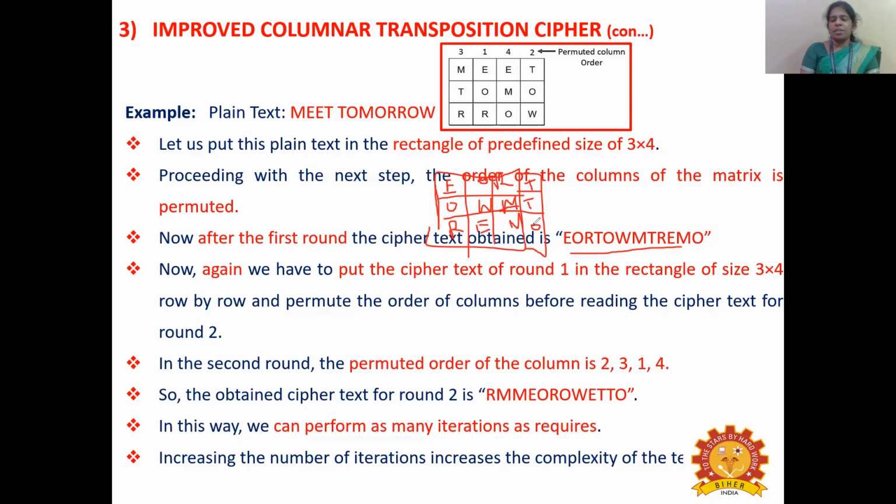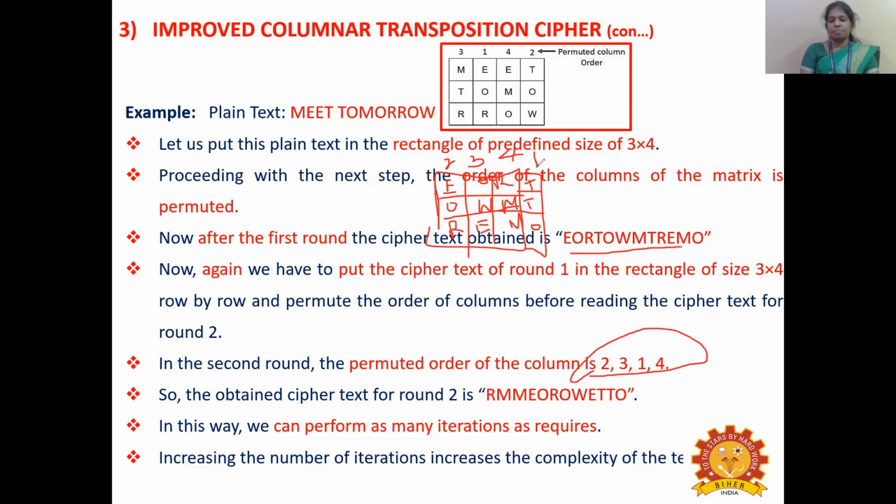After performing this operation, you are going to give a new permuted column order. For the first round, we have given 3, 1, 4, 2. For the second round, we have to give some other permuted order: 2, 3, 4, 1. So we are going to use 2, 3, 4, and 1. Now we are going to write it column wise according to the permuted column order.